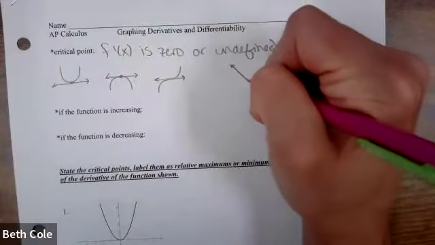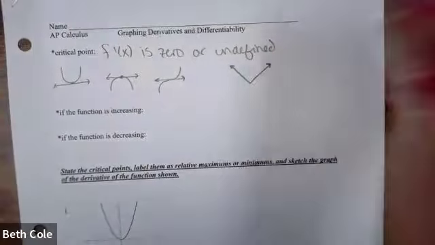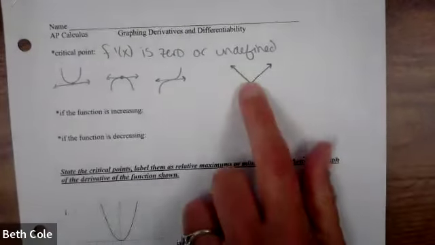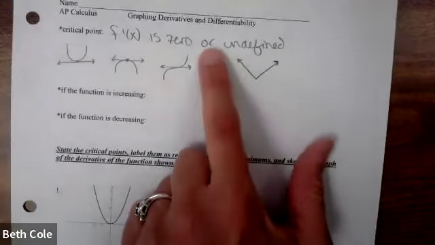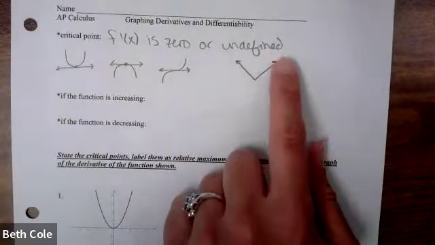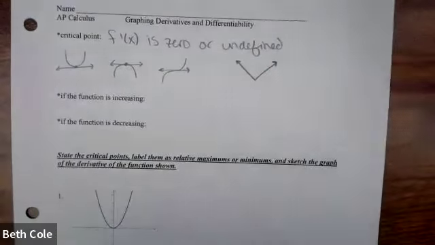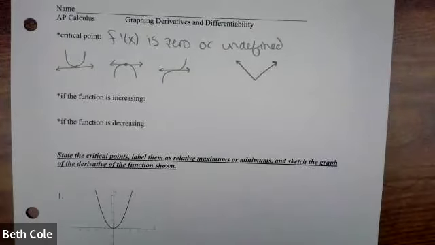Undefined would be like an absolute value graph where you have that sharp edge. Can you get a slope at that point? No. This slope is -1, this slope is +1. It's not a nice smooth curve, so you can't get a slope at that particular point, right? So 0 or undefined, critical point.